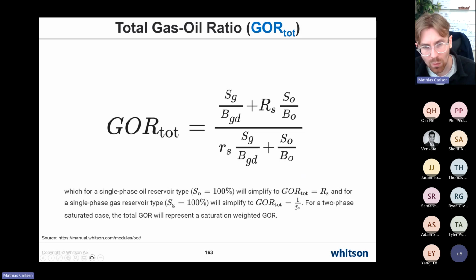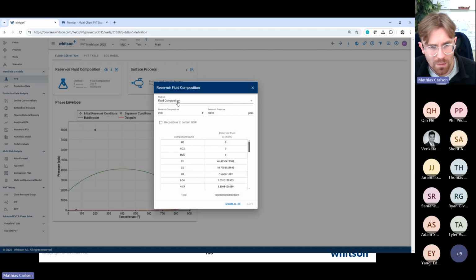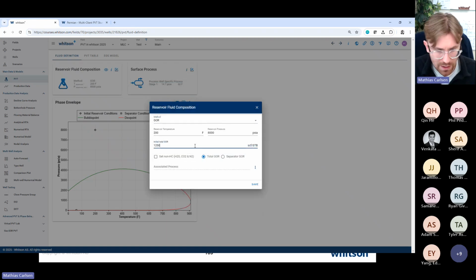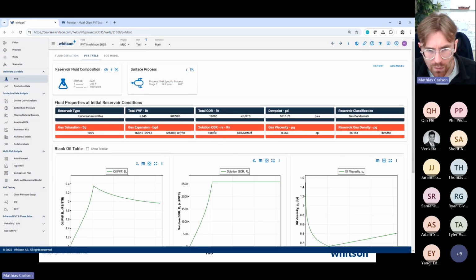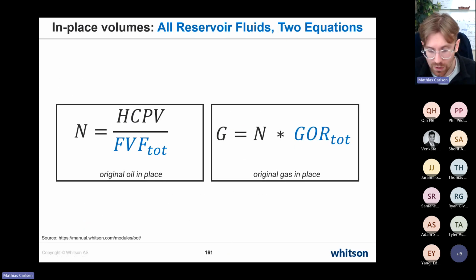And where this is being reported, you see here in Whitson Plus, the total formation volume factor, and the BO is the same for an oil. Where it becomes different is if I went in and made this a gas condensate, then the total GOR will be 10,000, and my total formation volume factor will be this number right here. And I could then go ahead and apply these equations for every single well location.